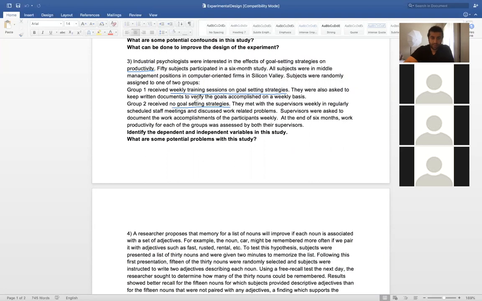And what do you think is the confound variable? What do you think the potential problem of this study is? What do you think one of the most important flaws of this experiment is?